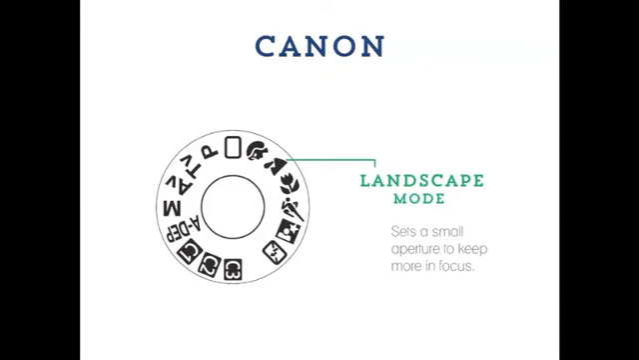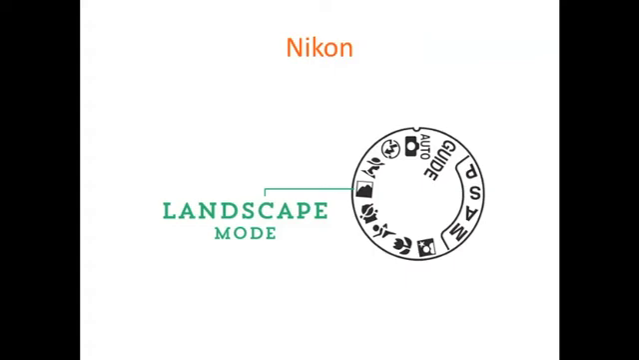It also changes your colors slightly. It'll add in a little extra blue and green, because generally in a landscape it's either water or trees and grass that we want to have those nice, vibrant, saturated colors. So it'll add that in slightly. On Nikon, you'll see it also as a little icon of mountains.